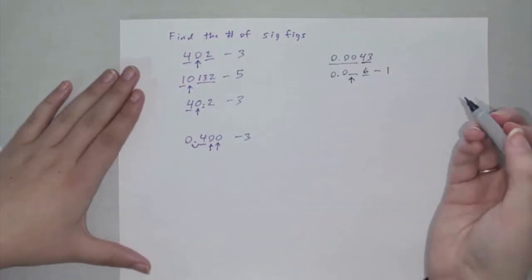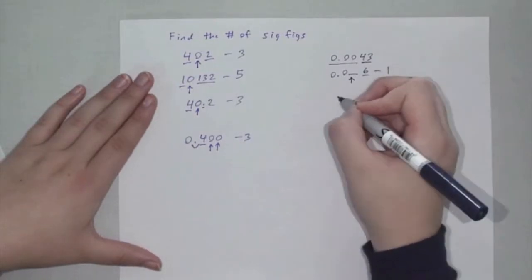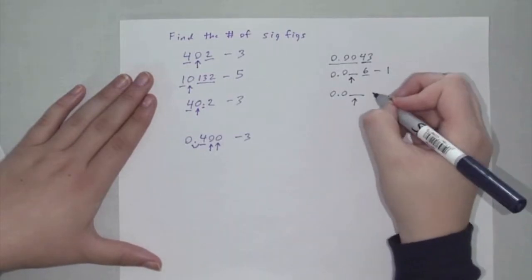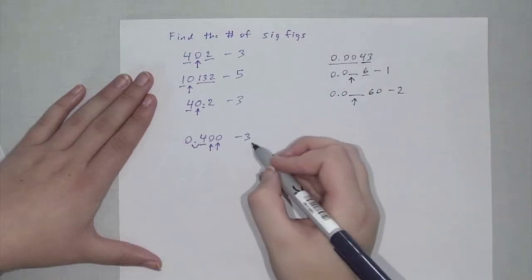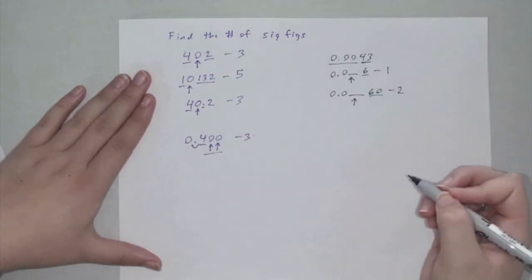Now, the trailing rule still counts here. So if you had, let's say 0.0, some very large number of zeros here, and then 60, this has two significant figures because we're following the rule shown down here. So both of these digits are significant.